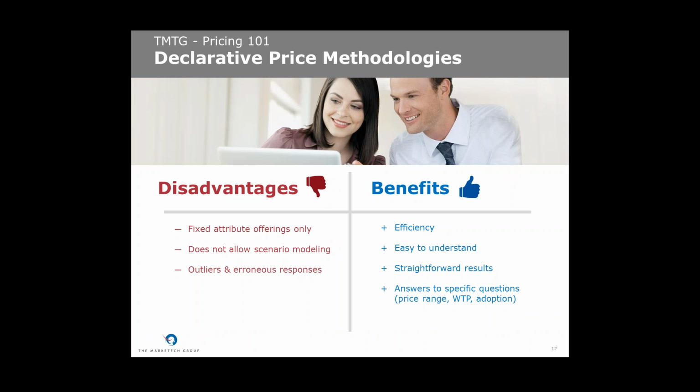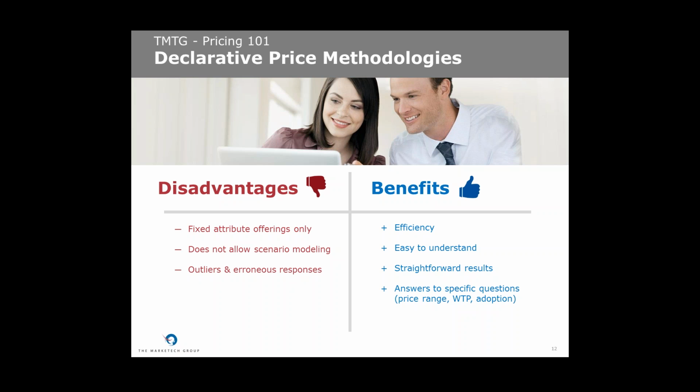So, declarative price methodologies. A question is, what technique is best for a small budget? So let's cover that. The declarative methods that we're going to talk about today, straight declarative, Cascading Price, and Van Westendorp price sensitivity meter, are all very budget sensitive methods. You'll see the first item under benefits here is efficiency. So there are some limitations though, but the declarative methods we'll talk about today tend to be very cost effective.